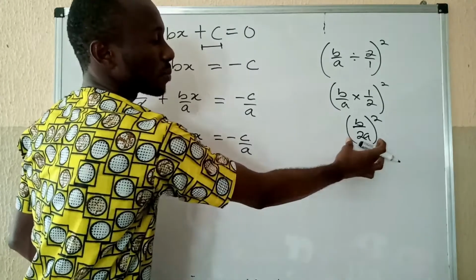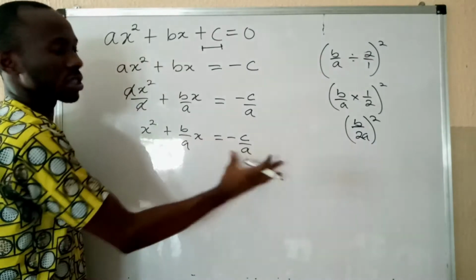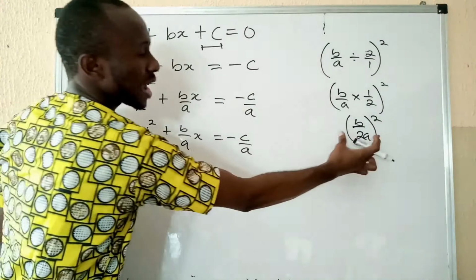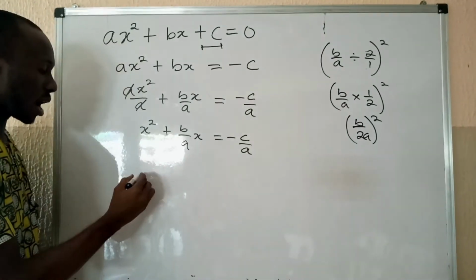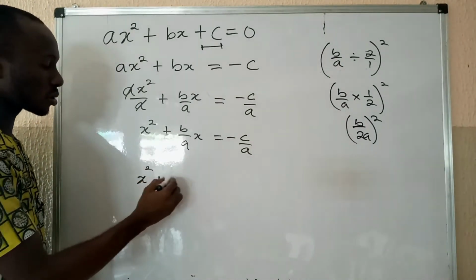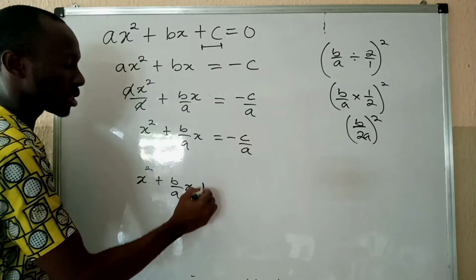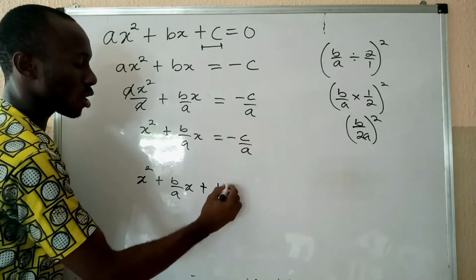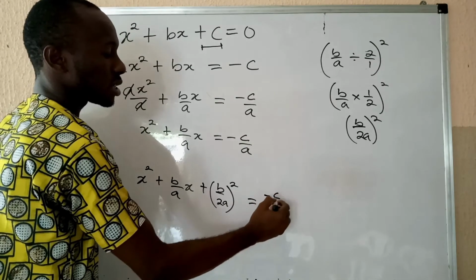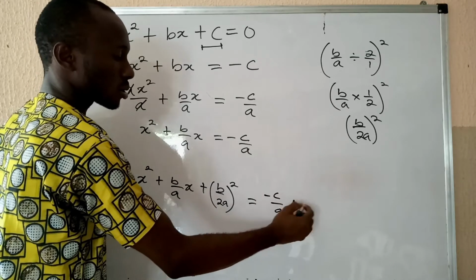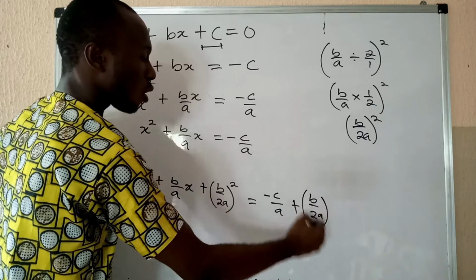Now with this term here, step 4, we add this term to both sides of this equation. That's step 4. We simply add this term to both sides. So therefore we have x squared plus b upon a x, and we add this term, which is b upon 2a all squared, equal to minus c upon a plus, this time again, b upon 2a all squared.